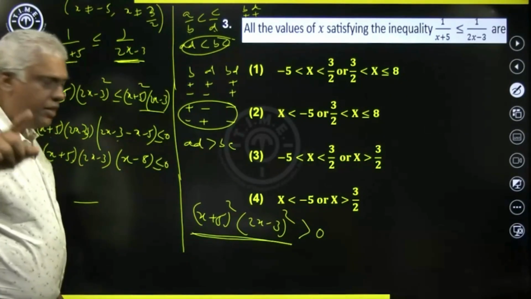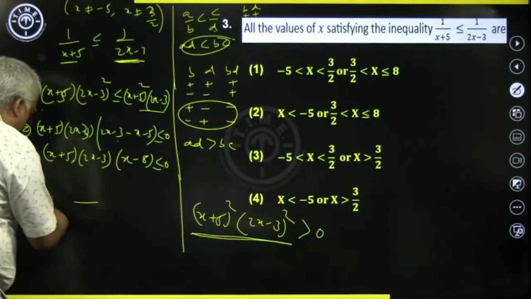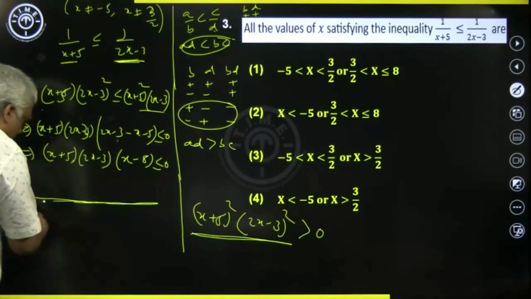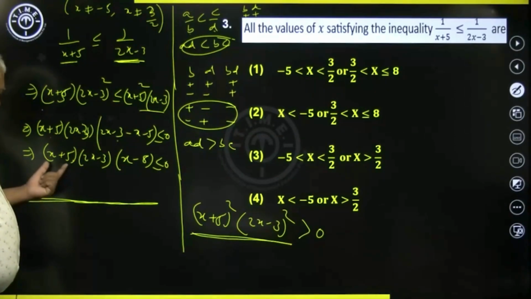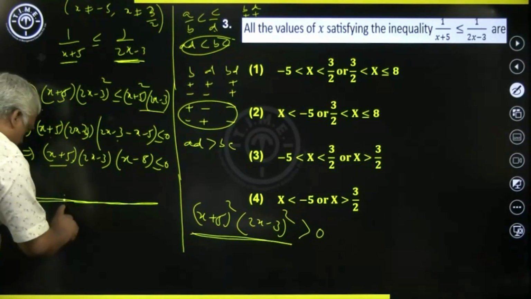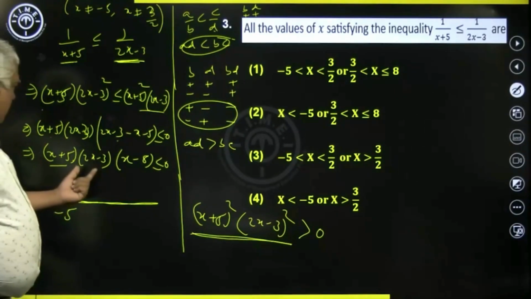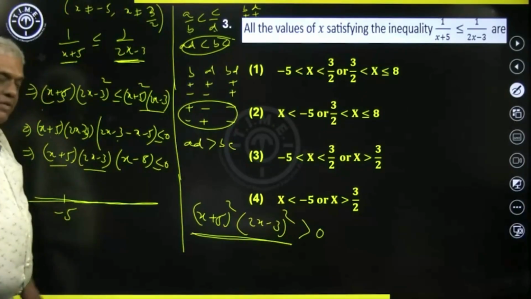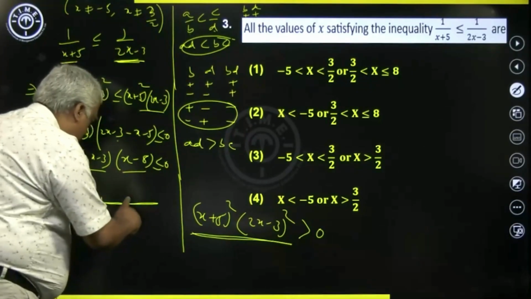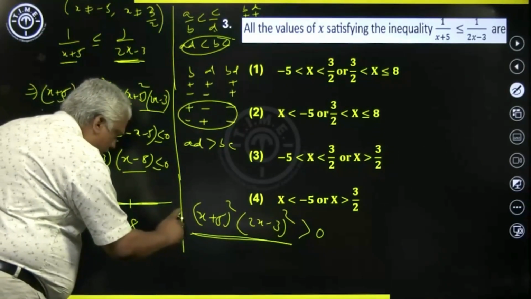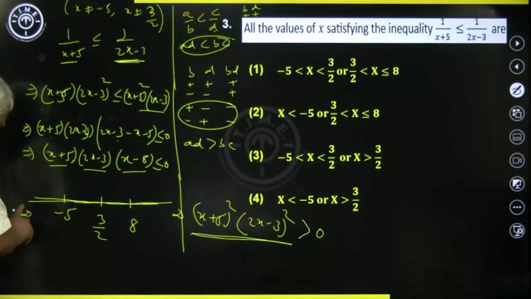Now you know the wave concept, the inequality concept. You draw a number line. Now, let us mark the critical points. This is 0 when x is minus 5, so this point is minus 5. This is 0 when x is 3 by 2, so let us mark this point 3 by 2, and this will be 0 when x is 8. So this is 8. This will be infinity and this will be minus infinity.